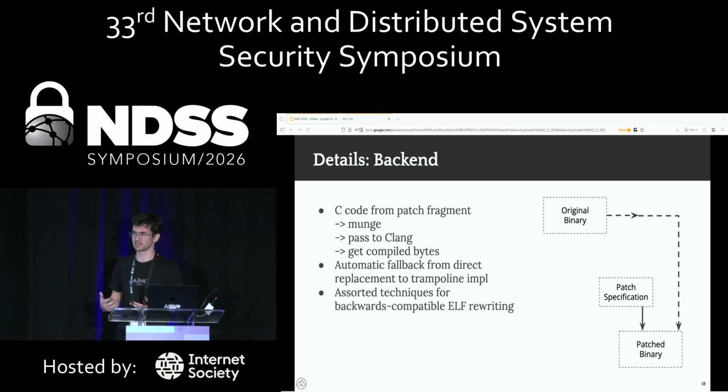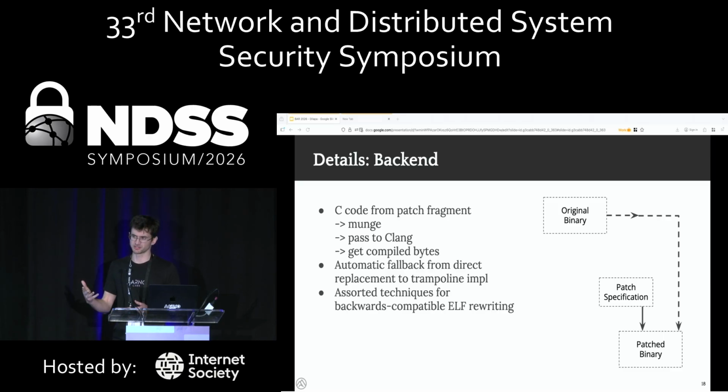For this, we rely on Clang. We do some light source-to-source rewriting on the code that the user provides, and pass it to Clang in a specialized harness or framework that allows us to extract the compiled bytes for just the piece of code that we're interested in, without having interference from function preludes and things like that.